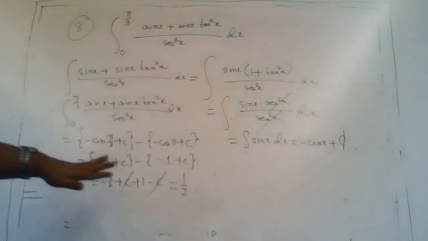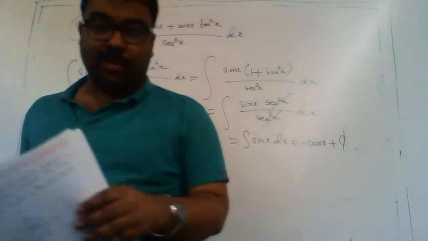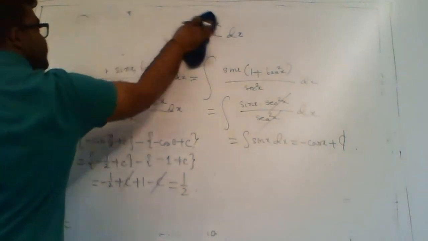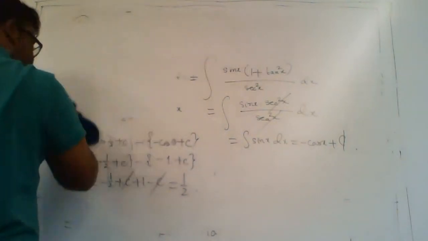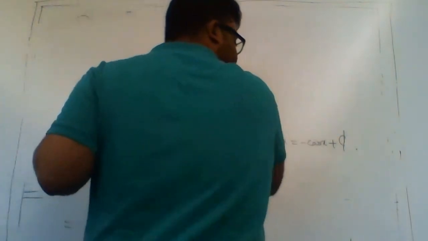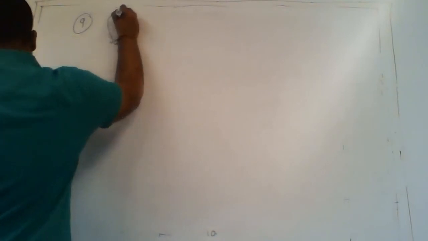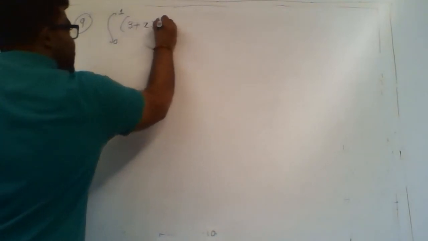So this is how you do this problem. Now let's do the next problem. You have problem number 9, which is the integral from 0 to 1 of 3 plus x square root of x dx.